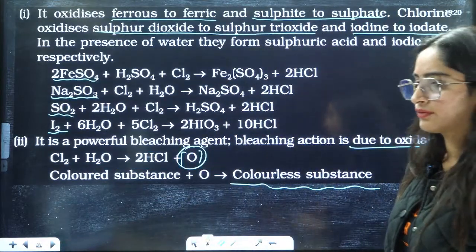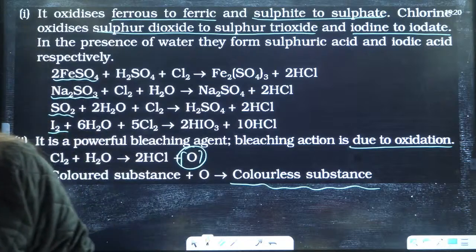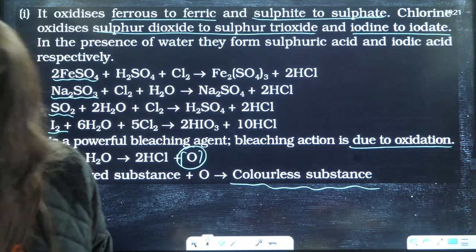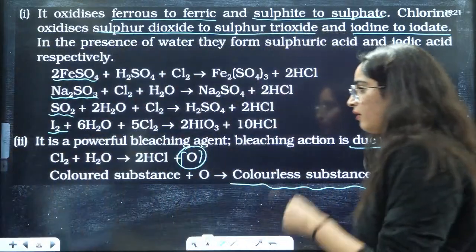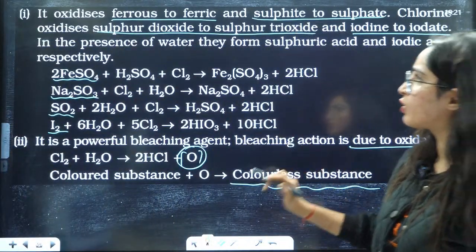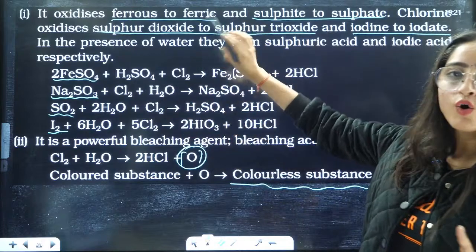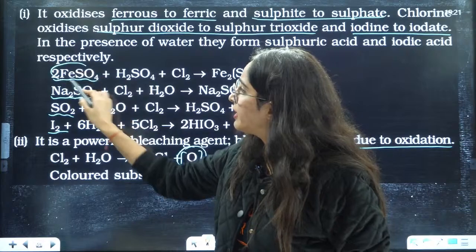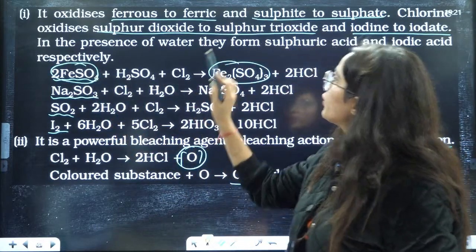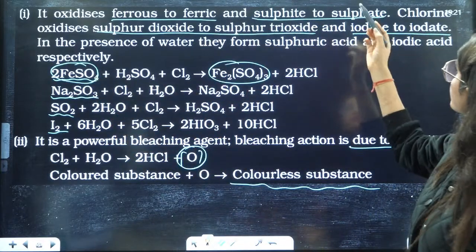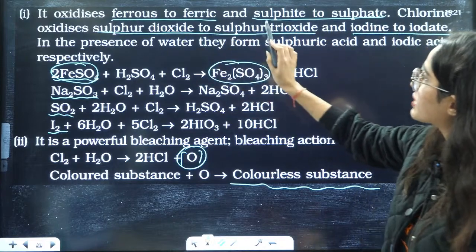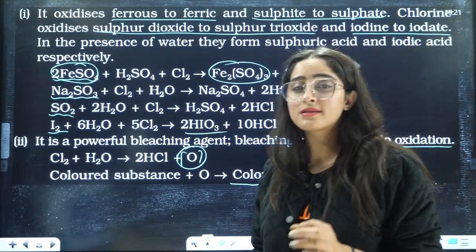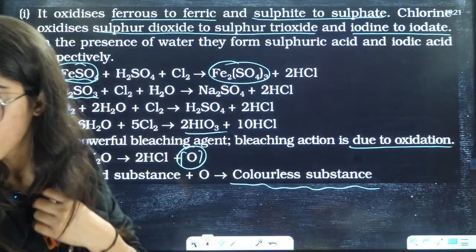Then we have, it's a powerful bleaching agent. This also we have done. Now, it is a very good oxidizing agent. So these things are important that are mentioned to you: ferrous to ferric, sulfite to sulfate, sulfur dioxide to sulfur trioxide, iodine to iodate, right? These things are important for you, right? Okay.